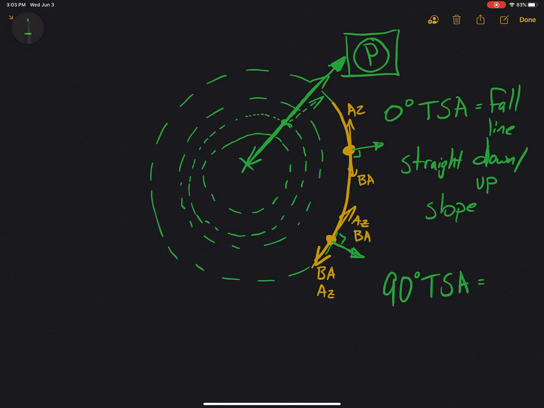So instead of a fall line trail, we call this a contour trail, or a slabbing trail, because you're walking along a flat slab. Even if the area around you is not flat, you are moving in a flat way. Pretty cool. So there is no slope, no gain or loss in elevation.